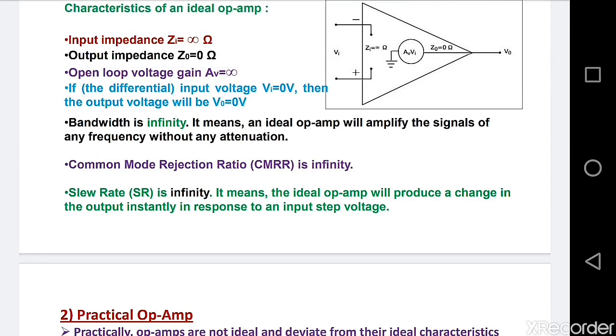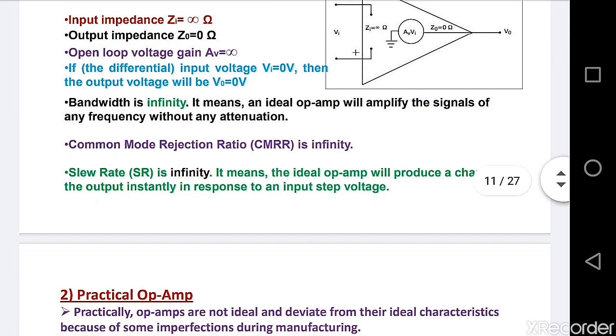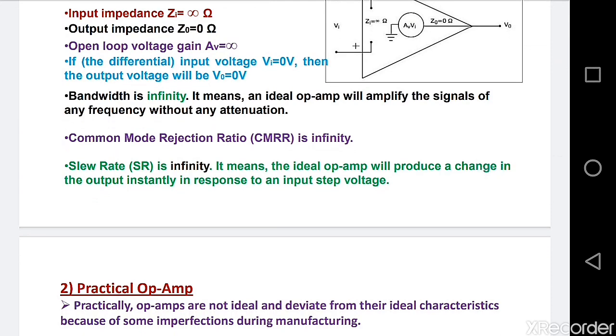Next, bandwidth is infinity. It means an ideal op-amp will amplify signals of any frequency without any attenuation. It will amplify signals of any frequency from 0 to infinity.